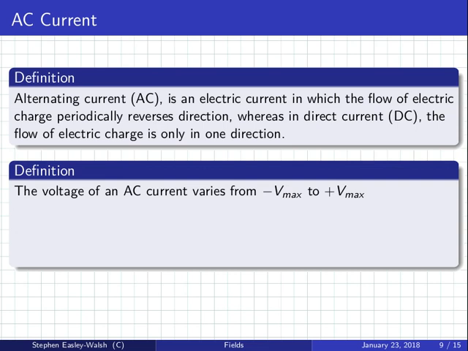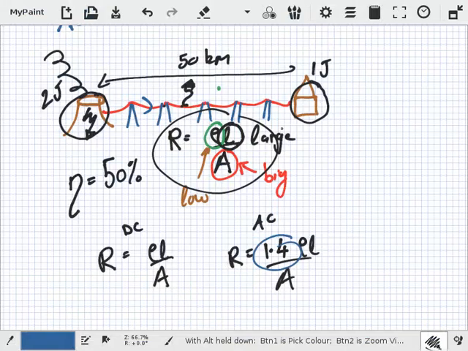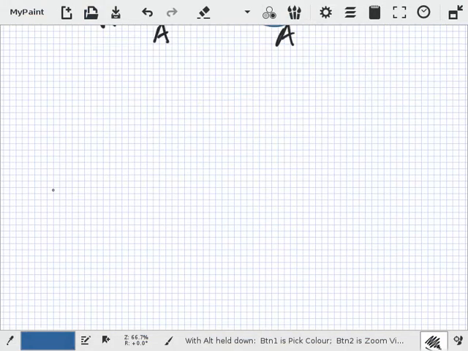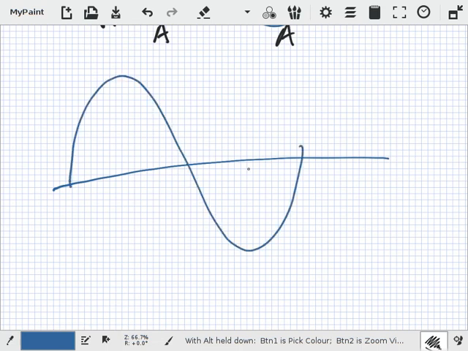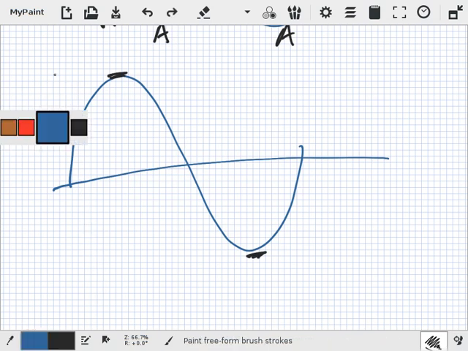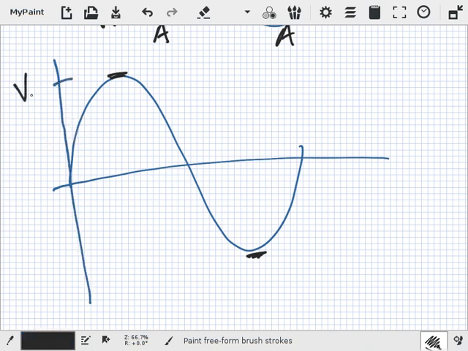So, you know from the graph that the voltage changes from V max to minus V max. So when you look at the graph, it goes like this. There's a maximum and there's a maximum underneath, or a minimum. So we'll call this one here V max, and this one here will be minus V max.